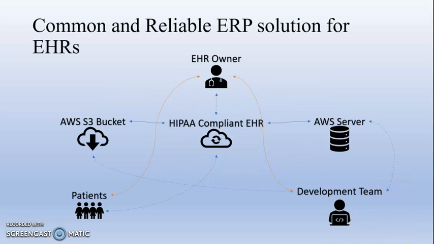Following the outline for a common and reliable ERP solution for electronic healthcare records, we see a lot of issues with security. A lot of cloud architectures get broken into, and a lot of information gets accessed that shouldn't be accessed. Even the health.gov website that the Obama administration launched had multiple issues. And so we've learned from these mistakes.